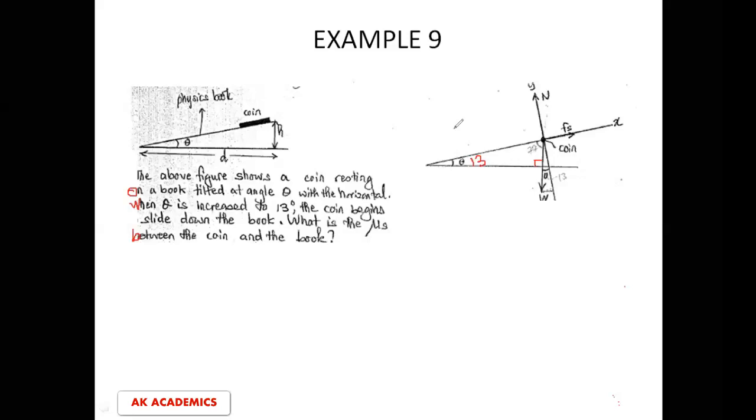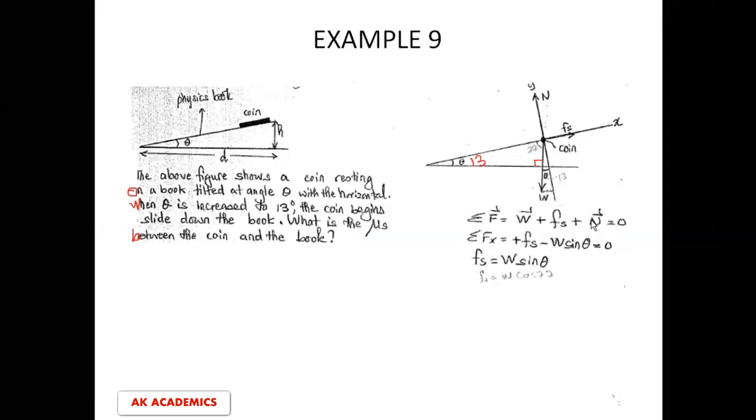What we want to do right now is find the horizontal and vertical components of all the forces we have: the weight, the frictional force, and the normal force. We're going to pay attention to what we have and what we do not have. What we're looking for is mu s, the coefficient of static friction.